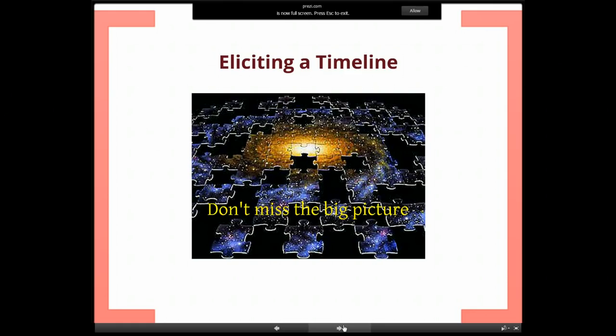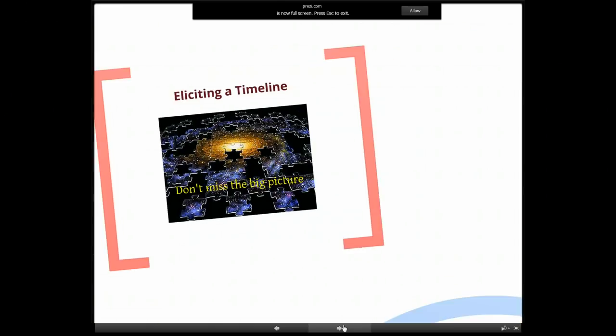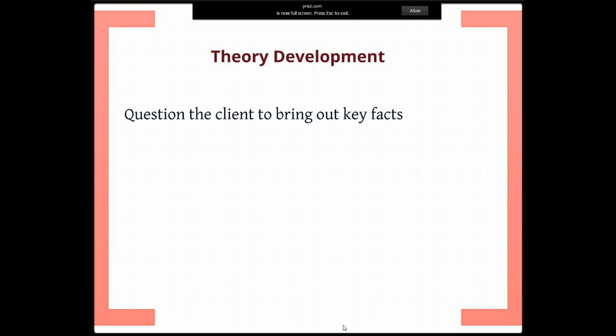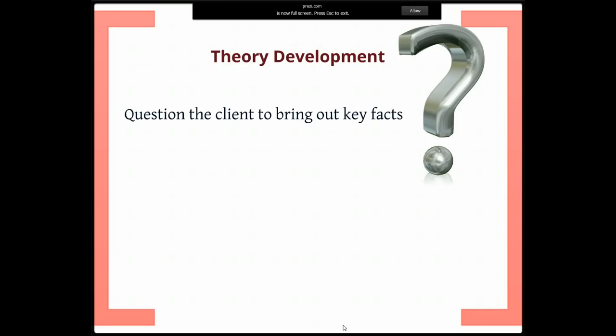Okay, so for purposes of our exercise, we're going to assume that you've had at least some general idea of what the problem is, that she's been involved in an accident and she's been injured, but you don't have a whole lot more than that. So you're going to want to work from these basic premises into our third stage, which is theory development. In theory development, what you do is question the client to bring out the key facts. This is a big bulk of the time you spend in interviewing, and really where we're going to focus in our class.